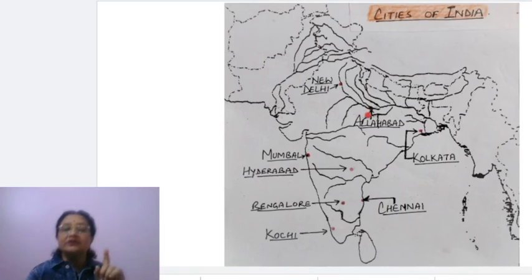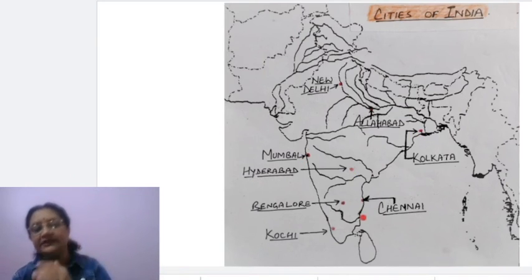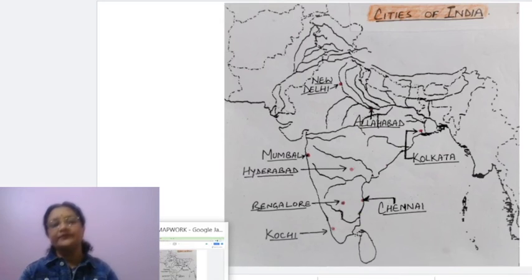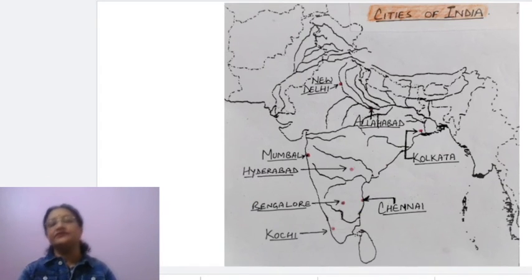Now here, children, many of you make this mistake. Instead of this, you mark here. This is not the point. The first point where the two rivers are meeting, the first point which you get, not the second one, is actually Allahabad, the meeting point of the two rivers, Ganga and Yamuna. Clear? So New Delhi we have practiced, Allahabad, then Kolkata, then Mumbai and Hyderabad, then Chennai, Bengaluru and Kochi. All these 8 cities we have discussed in this map.